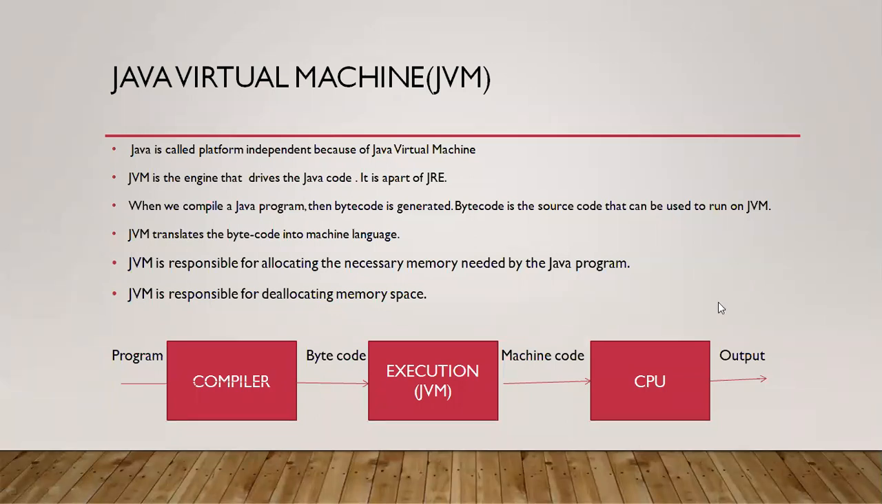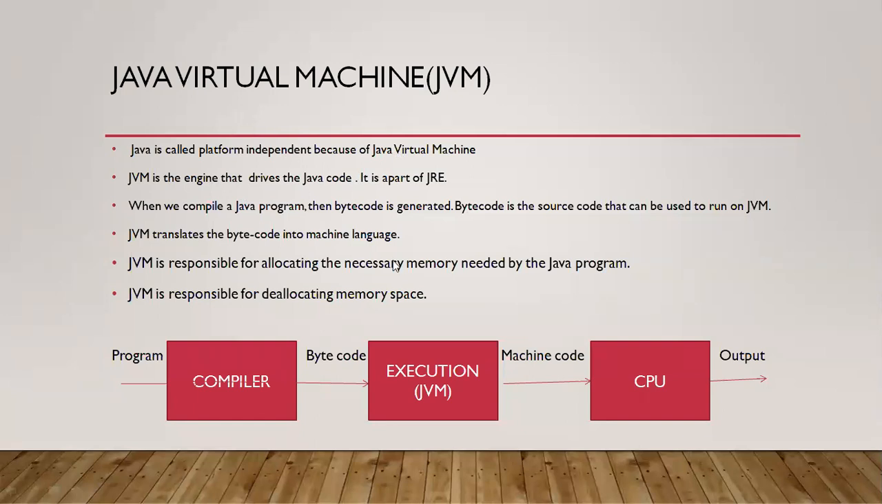Clear? And see some of the points in the Java Virtual Machine. What is the first point here? Java is called platform independent because of the Java Virtual Machine. Because of this Java Virtual Machine, this engine only, we call Java a platform independent language. That is the first point. Why?